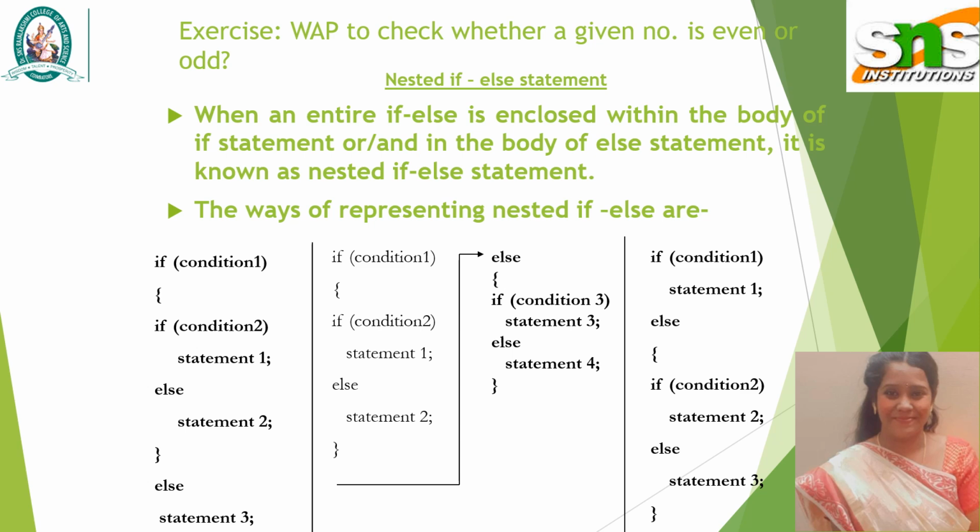This is the nested if else statement, a condition inside a condition. Now look at this very carefully. Only if condition 1 is true does it check condition 2. If condition 1 itself is false, it goes to statement number 3. If condition 1 is true, it goes for condition number 2. If condition 2 is true, it executes statement 1. Otherwise, it executes statement 2. Statement 2 will be executed in the case that condition 1 is true but condition 2 is false. Statement number 3 will be executed if condition 1 itself is false. So this is about the nested if else statement.